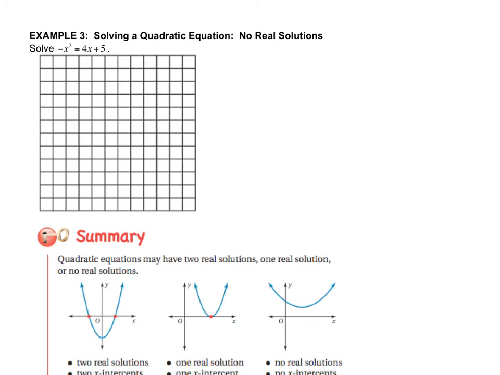Alright, this is another one to do on your own, but remember everything has to be on the same side. Instead of bringing everything over to the left and keeping that leading coefficient negative, I'm going to choose to bring the x squared over to the right, and then the leading coefficient is positive, because it's much easier to graph with a positive leading coefficient. So if I move the x squared over to the right, my equation would be y equals x squared plus 4x plus 5. All right, pause the video and graph that on your own.